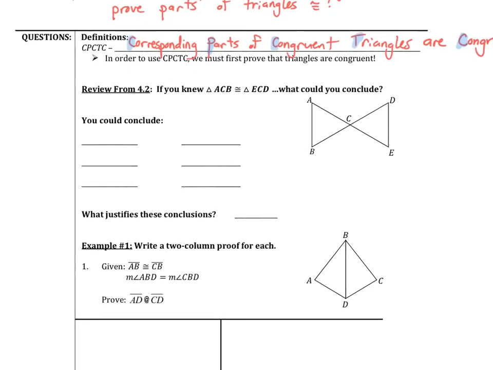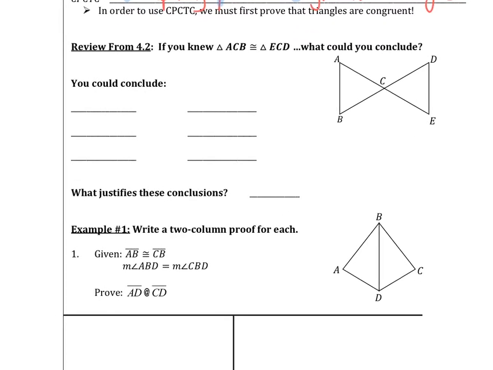Okay, so this brings us to the next part. It says, review from 4.2, if you knew that triangle ACB was congruent to triangle ECD, what could you conclude? So remember that order matters. Okay, so what matches up with A? A matches up with E. So what that means is angle A and angle E would have to be congruent.